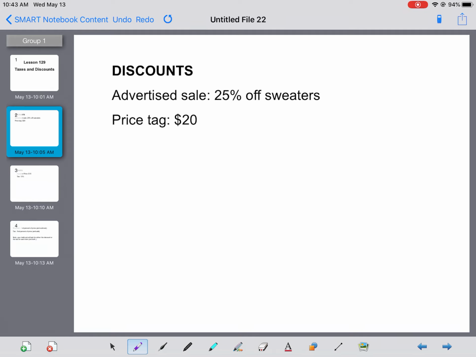So if you are wanting to buy yourself a new sweater and you see an advertised sale in a store that they're having a sale of 25% off sweaters, you need to understand how percents work in order to know how much that sweater is going to cost you. So if the advertised sale is 25% off sweaters and you see a nice sweater that you'd like to buy that costs $20, you can use what we've been learning to figure out how much that sweater is going to cost with the discount taken off. And we're going to use the equation that we've been using this whole time.